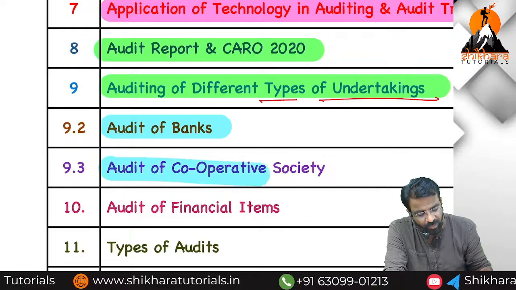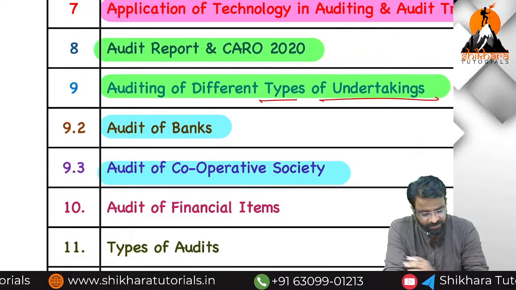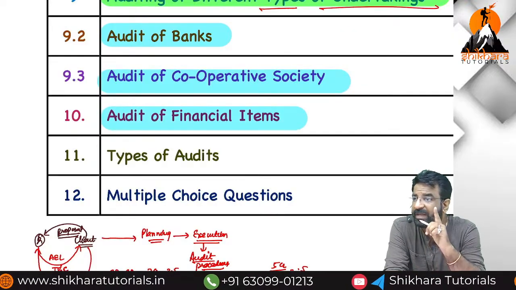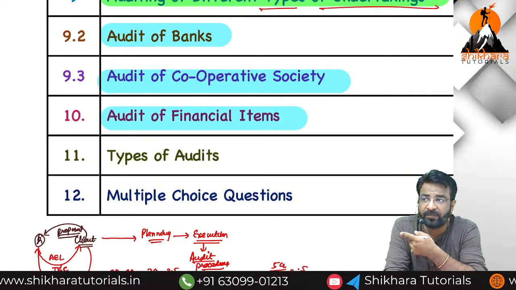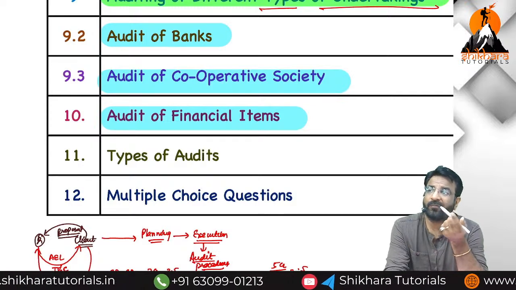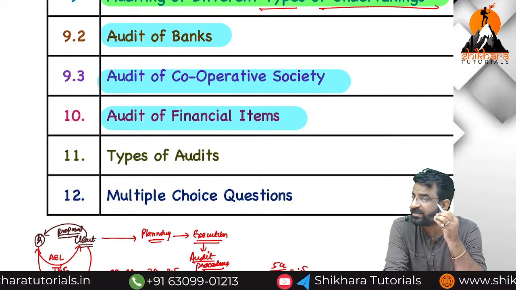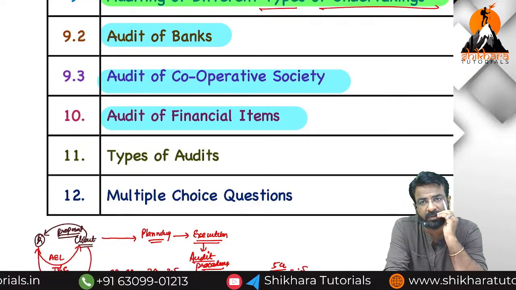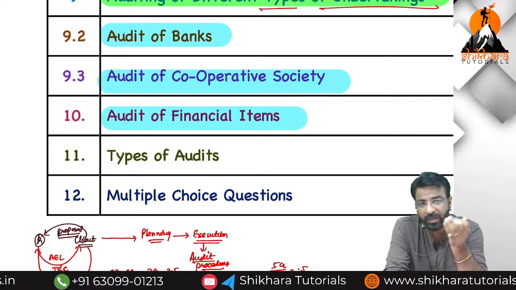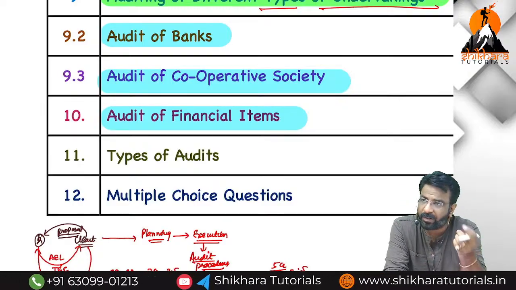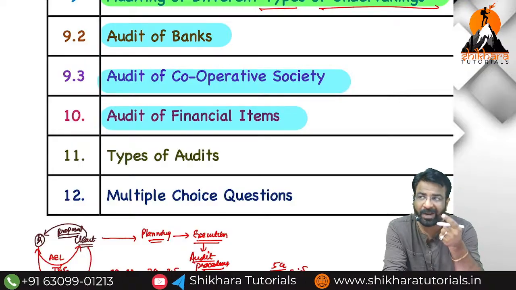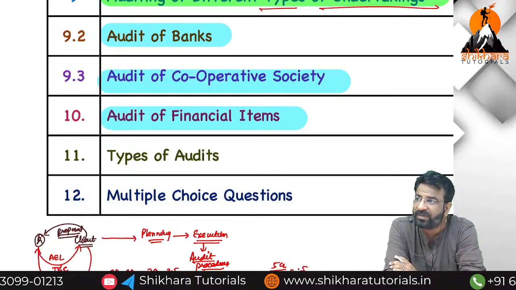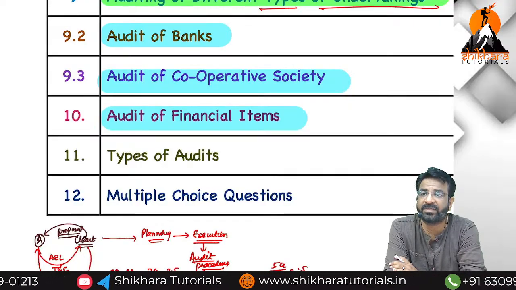Then we'll learn how to do the audit of cooperative societies. Then we'll do the audit of financial items, not financial statements. What is the word written? How to do audit of items of financial statements means only sales audit, only purchase audit, only stock audit, only loan audit, only goodwill audit. So are these the financial statements or items of financial statements? Items. That's why the chapter name is audit of financial items.